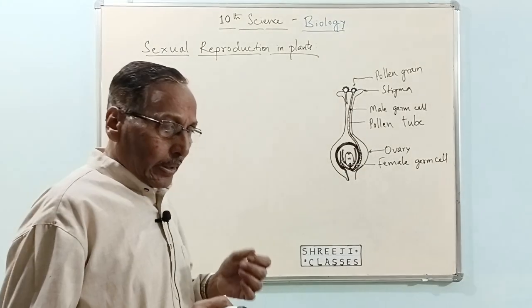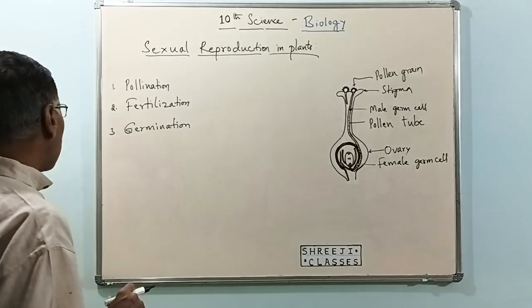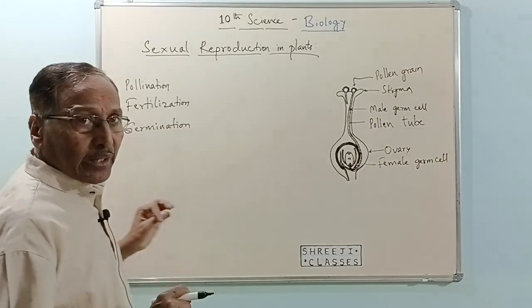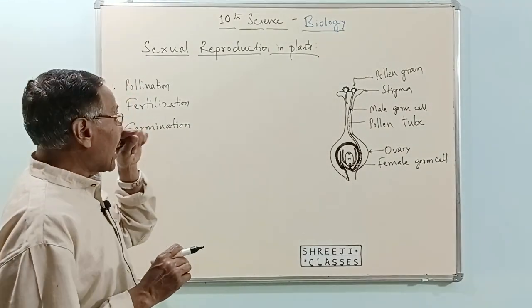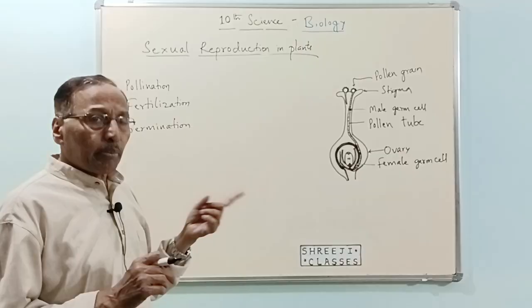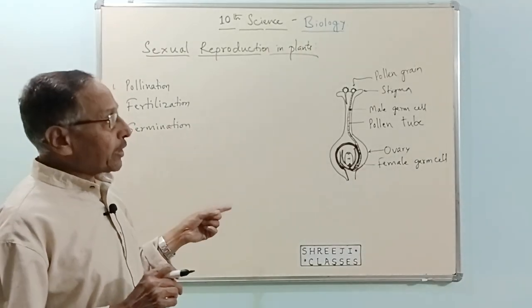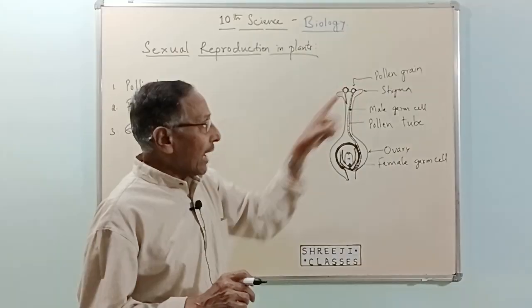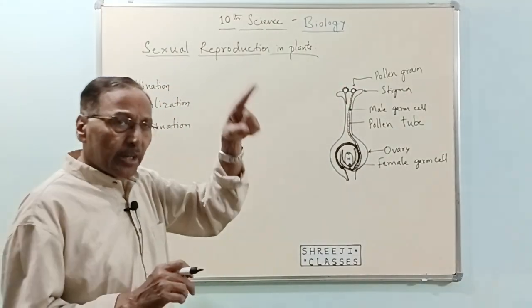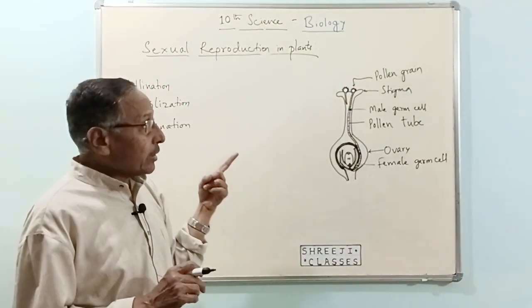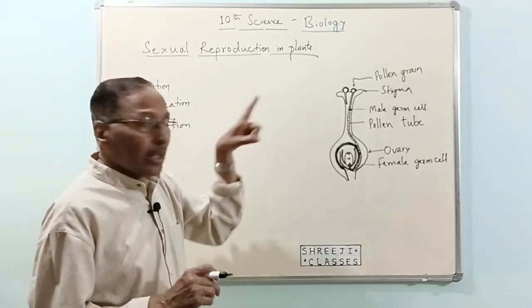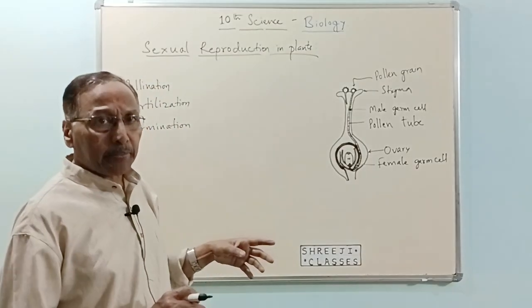Hello students, in my last video I told you about pollination. Pollination is the transfer of pollen grain from anthers to the stigma. The anther is the male reproductive part and the pistil is the female reproductive part.